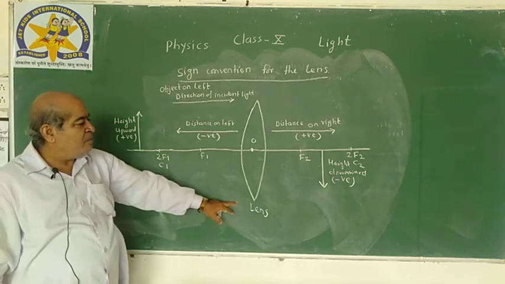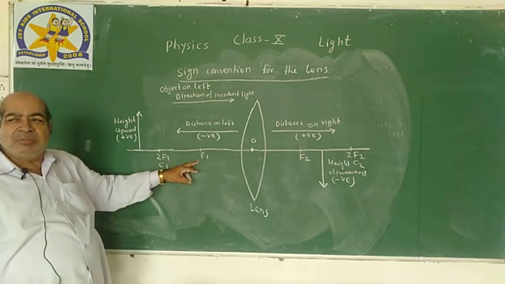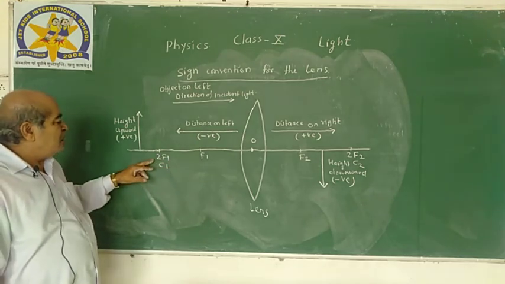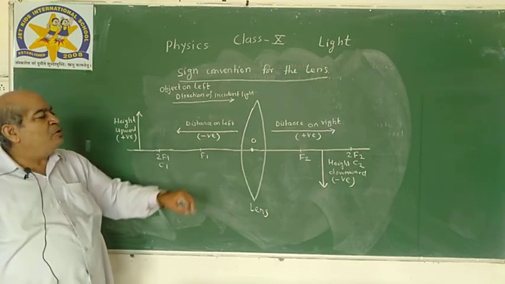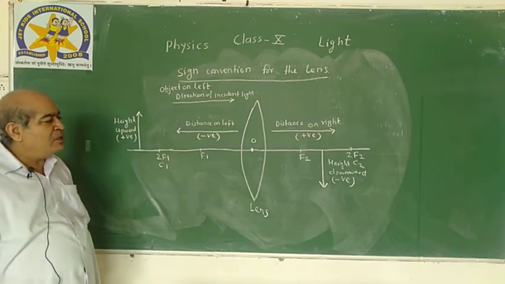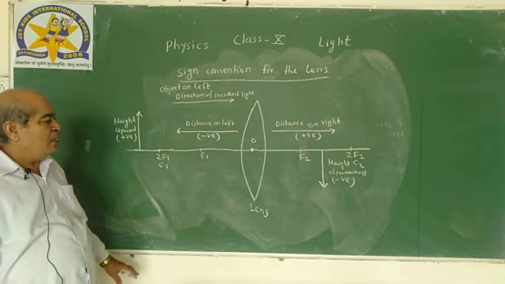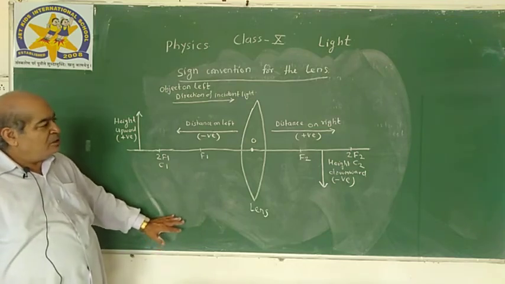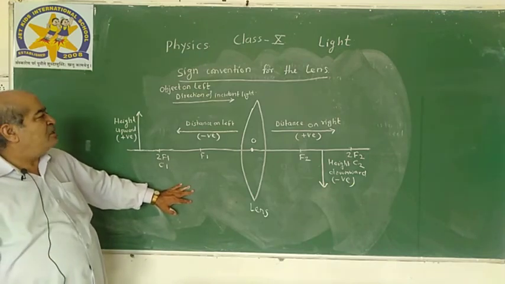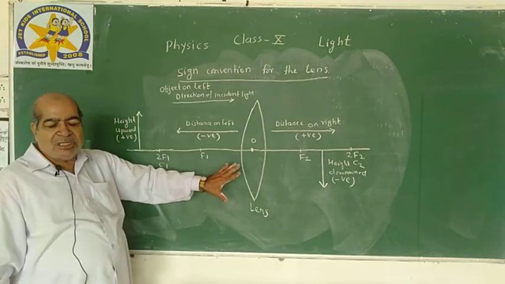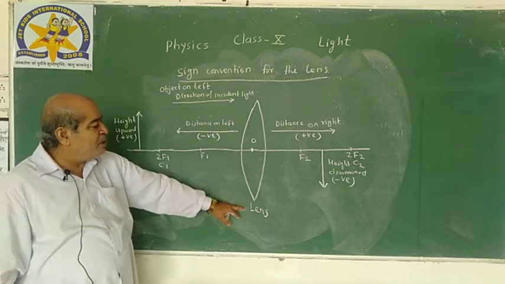This is the lens, O is the optical center, F1 is the first principal focus, twice F1 is the center of curvature C1, F2 is the second principal focus, twice F2 is the center of curvature C2. In your textbook, this diagram is not given, only the description is given. It is similar to that of a mirror. Instead of the mirror, replace the mirror by the lens.